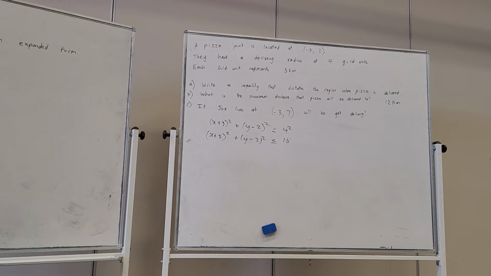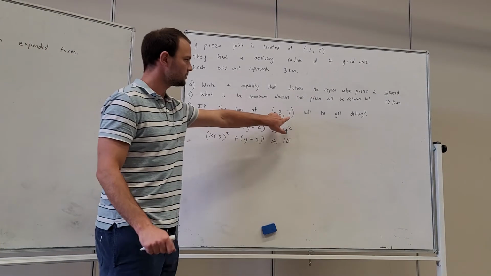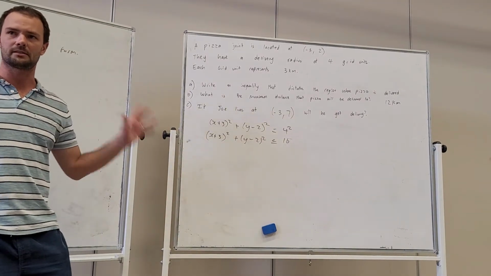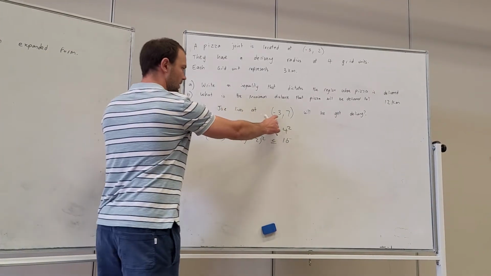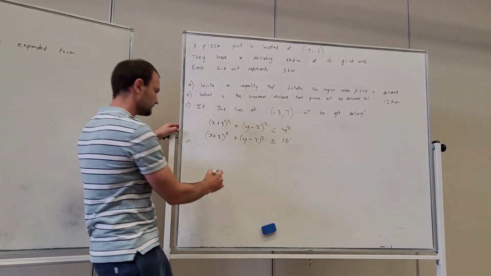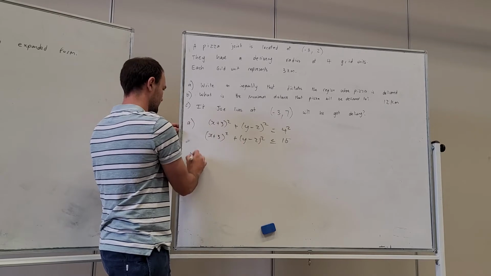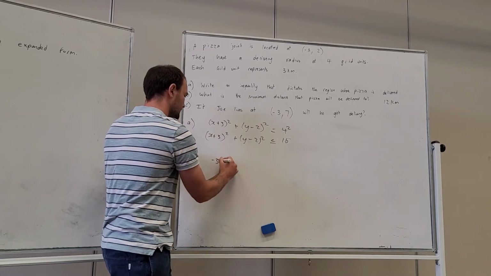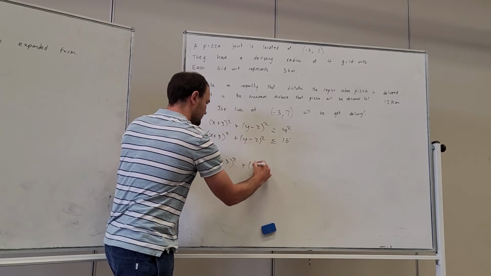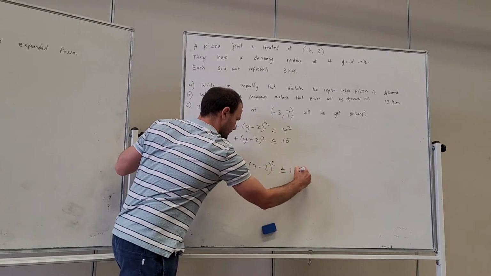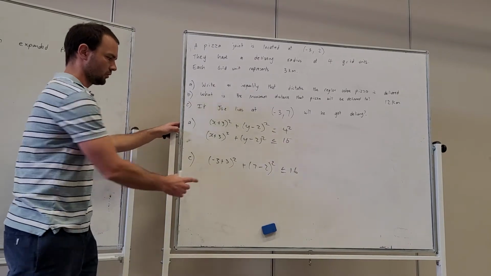Part C. If Joe lives at minus 3 and 7, will he get delivery? This is as simple as substituting these coordinates into our inequality and seeing if it satisfies the statement. So I've got x is minus 3, I'm going to put that there, and y is 7, I'm going to put that there. So that was part A, this is part C. So I'm going to have minus 3 plus 3 squared plus 7 take 2 squared. Being less than or equal to 16. This is what we're checking to see if this is true.